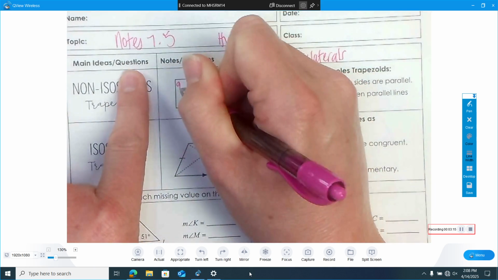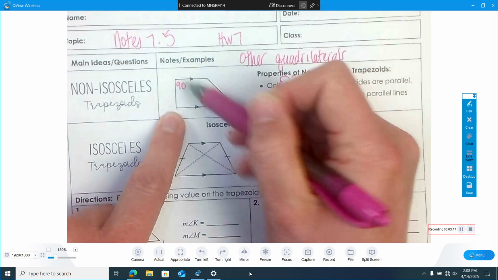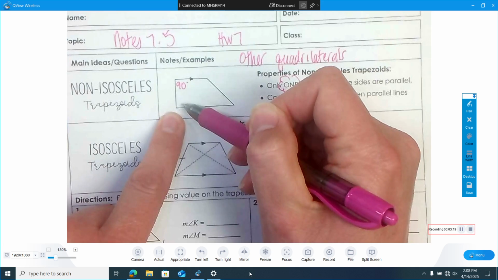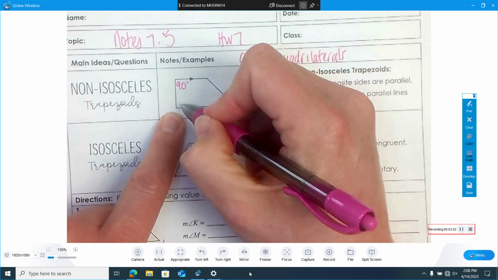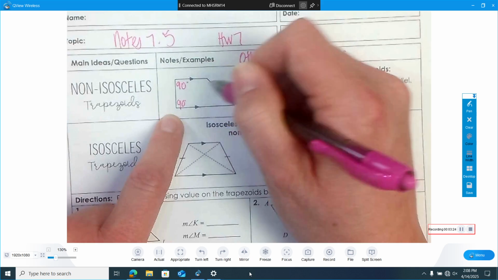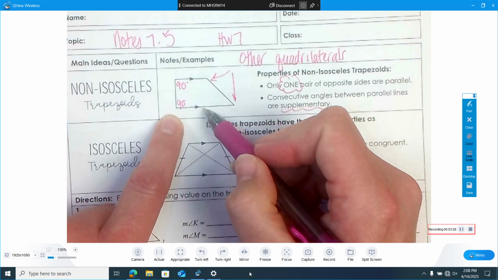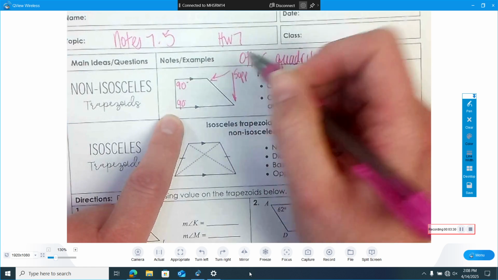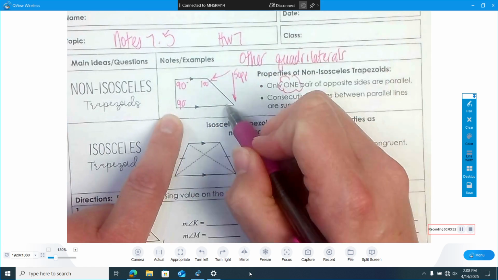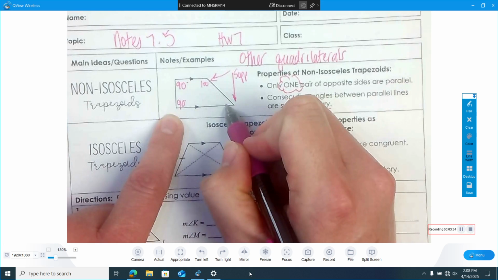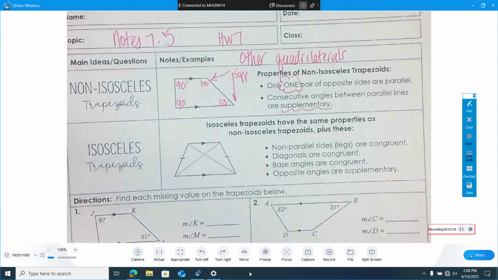So, for instance, if this is 90 degrees, what's this angle down here? 90 degrees as well. And these angles between the parallel lines are also supplementary. If this one is 100 degrees, what's this one down here? 80. Very good. So regular trapezoids really only have supplementary angles between the parallel lines.